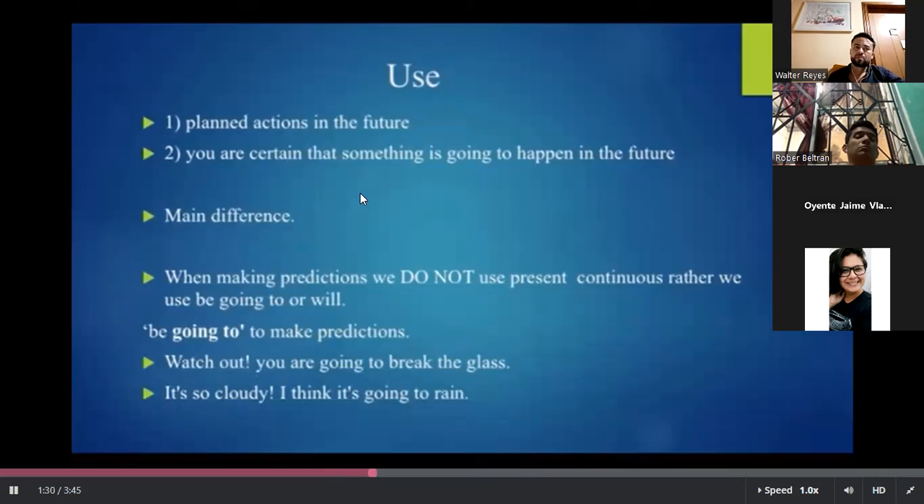Now let's go over the form of present continuous. Subject plus verb to be.